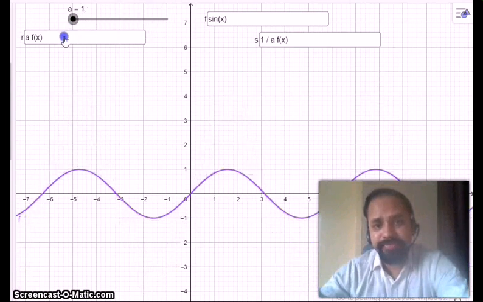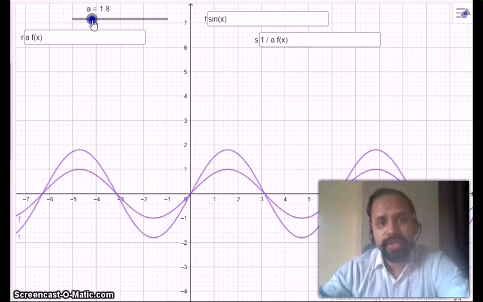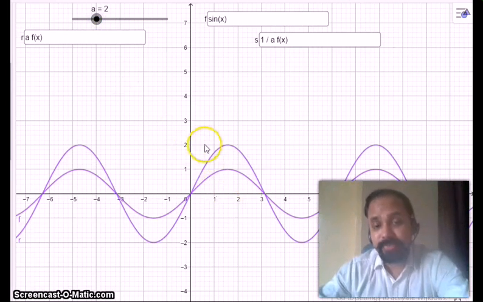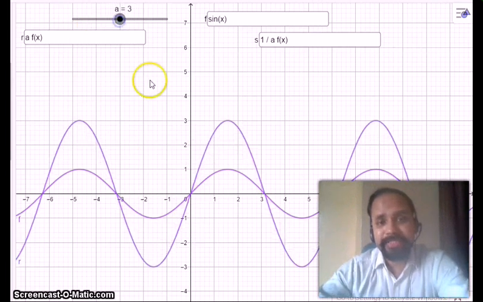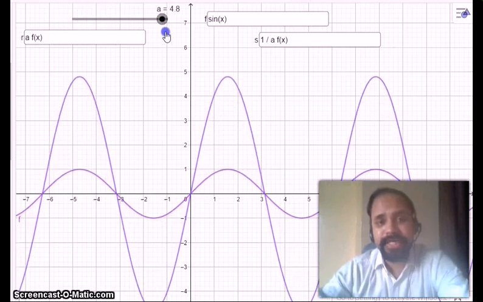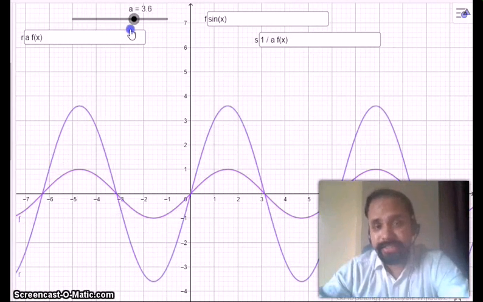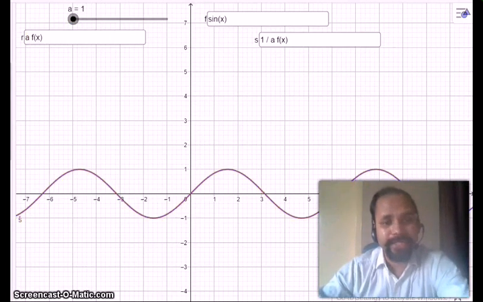In this case the range of the sine function is 1 and minus 1. If it changes to 2 sin x, then obviously its range changes to 2 and minus 2. And if a is 3, that means 3 times f of x, then its range is 3 and minus 3, and so on. And there will be no change in the domain. That means if we multiply by a, this graph stretches a units along the y axis.